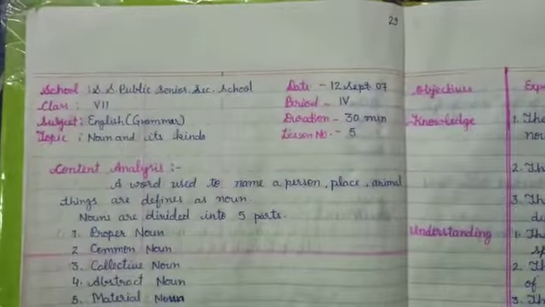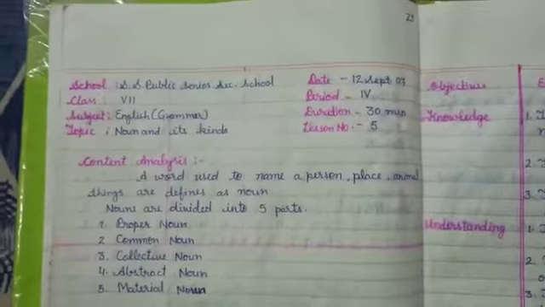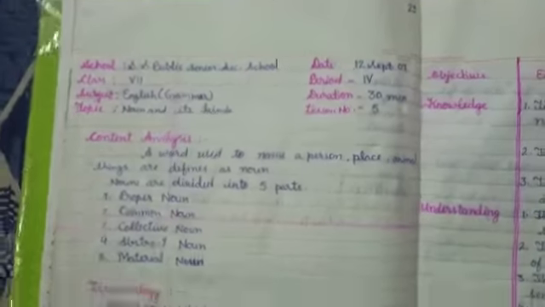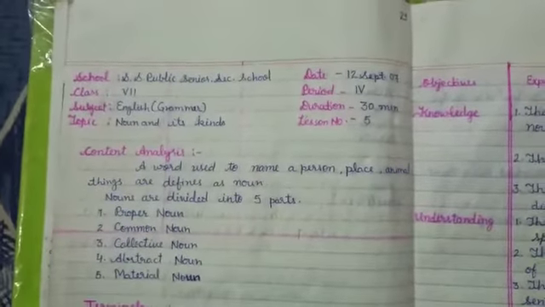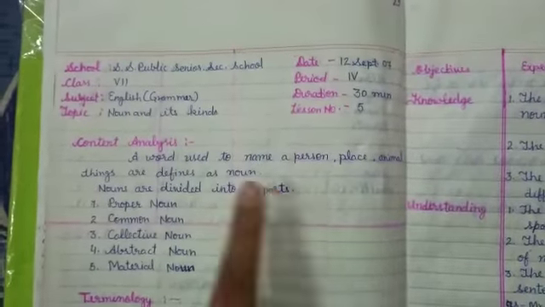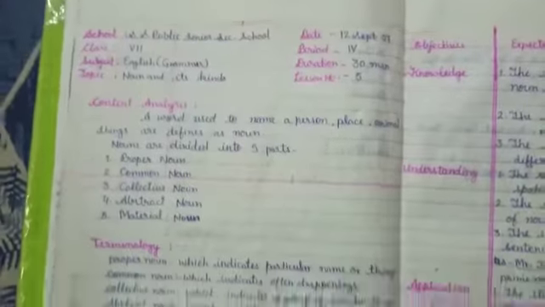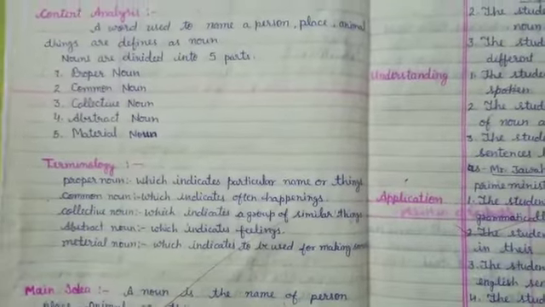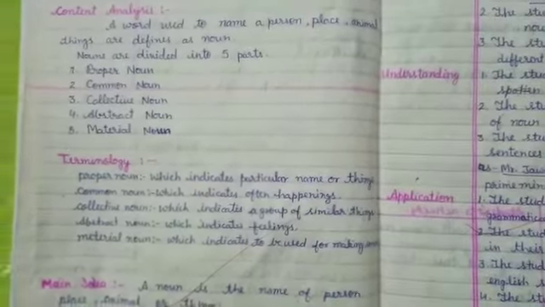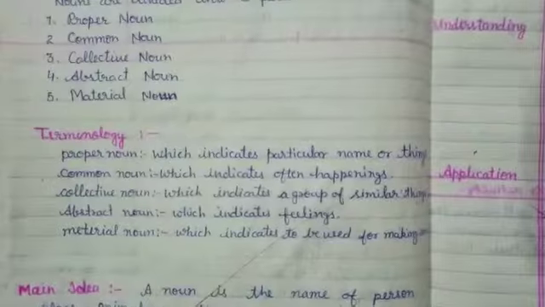Today, I'm going to teach you how to make a lesson plan for English grammar, and today's topic is noun and its kind. So, first of all, we're going to write the content analysis, in which we are going to explain what noun is and how it is divided into 5 parts. Then we have the terminology where we're going to explain what those 5 kinds of noun are. For example, proper noun, common noun, collective noun, abstract noun, material noun.